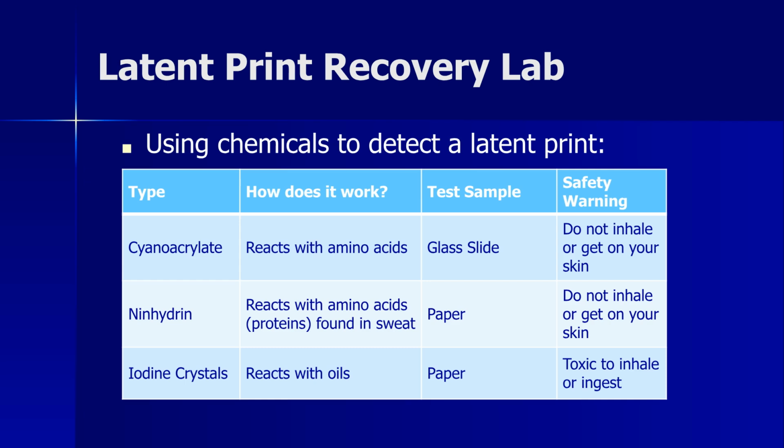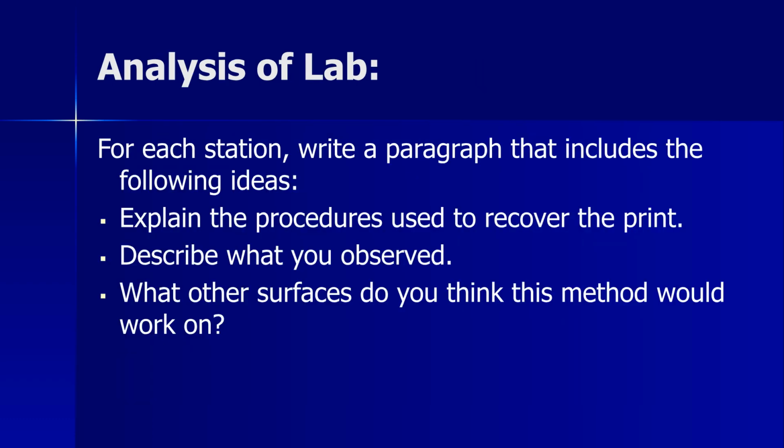This section covers the latent print recovery lab, focusing on using chemicals to detect latent prints. For the lab analysis, you will write a paragraph for each station, explaining the recovery procedures, observations made, and other potential surfaces where the method might work.